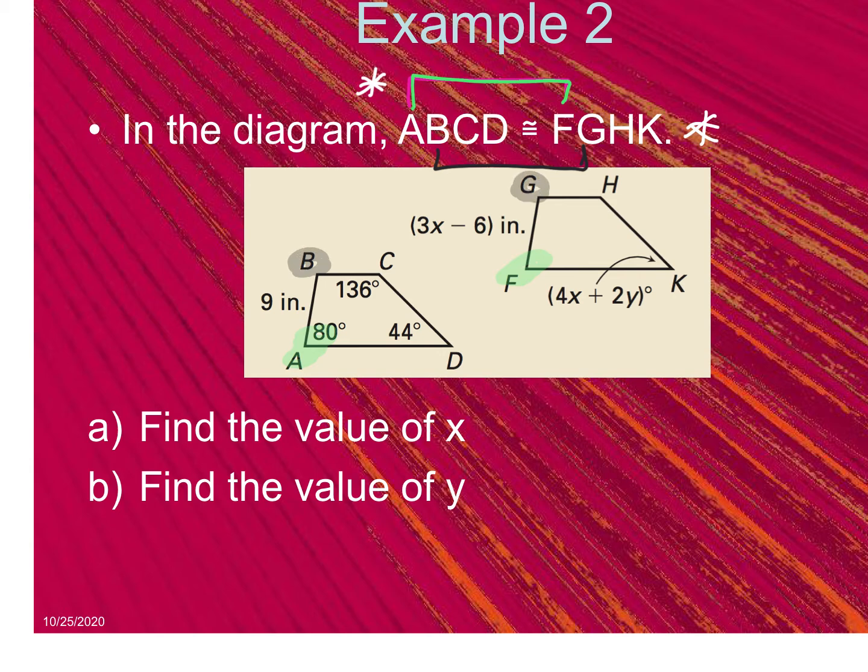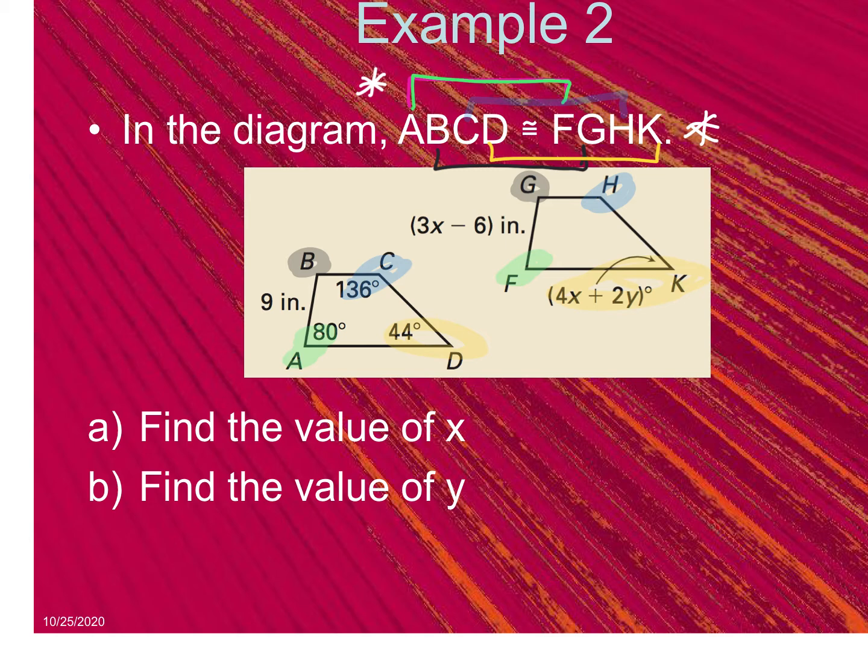They don't have any measures, so we're probably not going to need B and G. And then C and H. C is 136. I don't know H. And then lastly, get yellow here. D and K are going to match. So that's 44. And K is the 4x plus 2y.